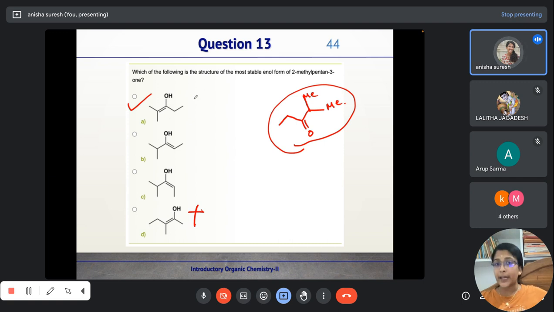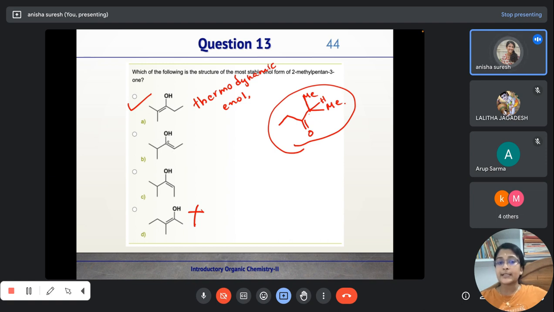This is a thermodynamic enol, because this proton, which is hindered, is abstracted, resulting in the formation of the enol. And it is the most substituted enol. Here it is substituted at 4 positions. So because of that, this will be the most stable one.